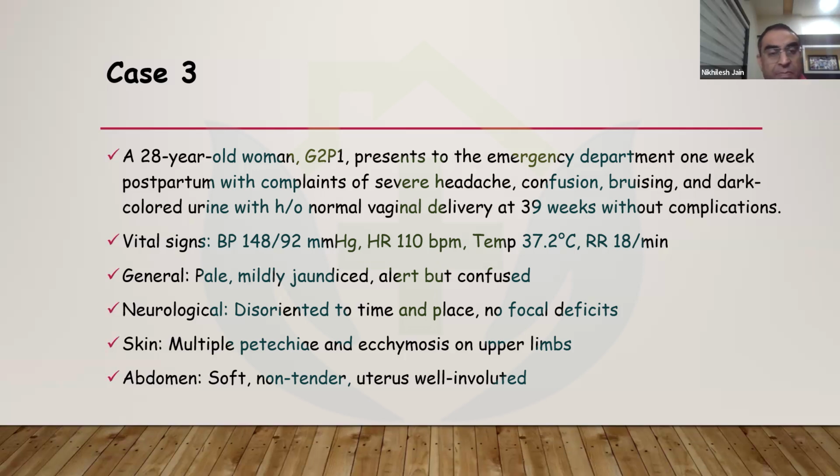On general examination, the patient is pale, mildly jaundiced, alert but confused. Neurologically, this patient is disoriented to time and place, no focal deficits. Skin is suggestive of multiple petechiae and ecchymosis on the upper limbs. And abdominal examination tells you about a soft, non-tender uterus, which is well involuted. So what do you think you are looking at here? Any guesses? Postpartum eclampsia or pre-eclampsia.